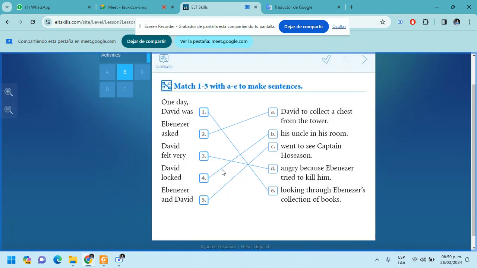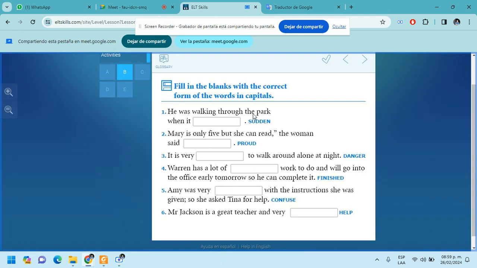One more, okay? One activity more. Let's see. To finish. Oh, you see? Let's use this and let's change to adverbs. He was walking through the park when it... Yeah, suddenly. Mary is only 5, but she can read. The woman said, what is the adverb of proud? Proud, proudly, yes, orgullosamente, proudly.